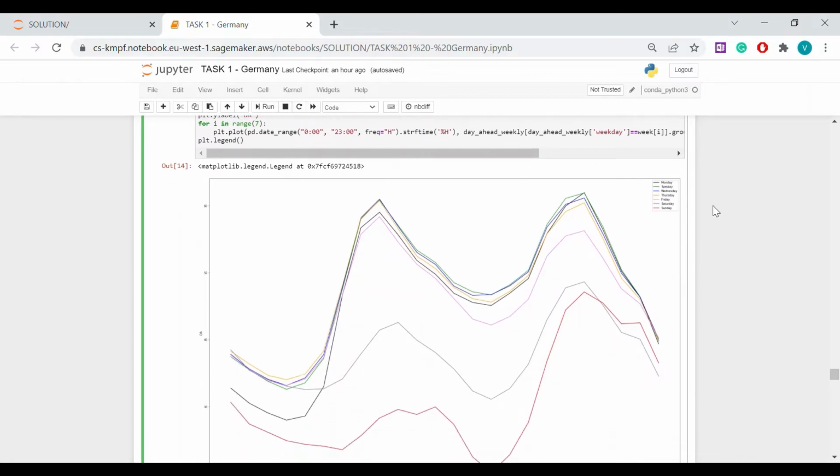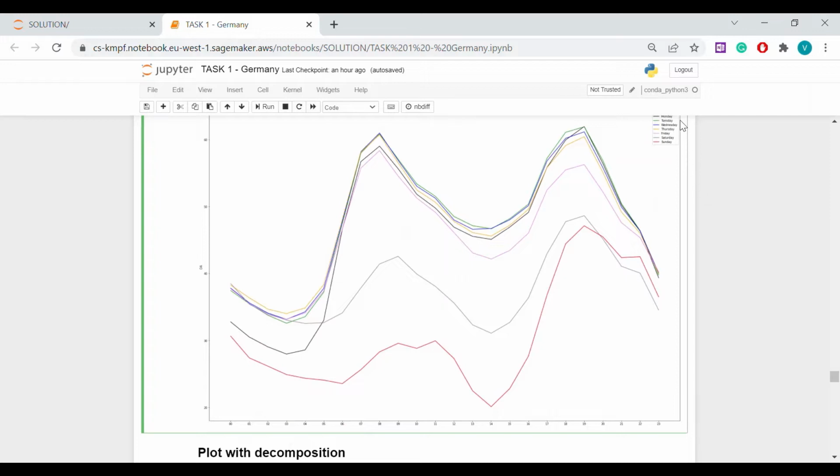Then we plot the new averages with respect to the day of the week. So for each day of the week, Monday, Tuesday, Wednesday, and so on, and for each hour of the day, we plot the average price. So we can see that the pattern throughout the day is the same for every day of the week.